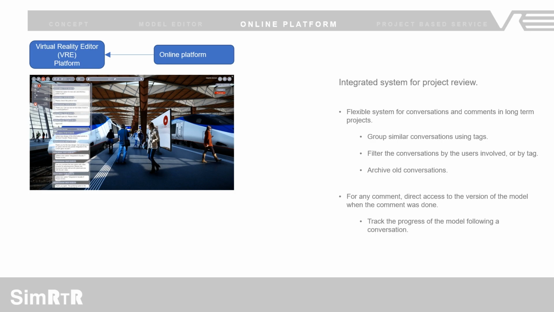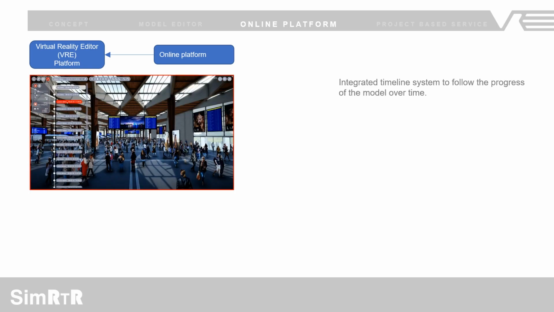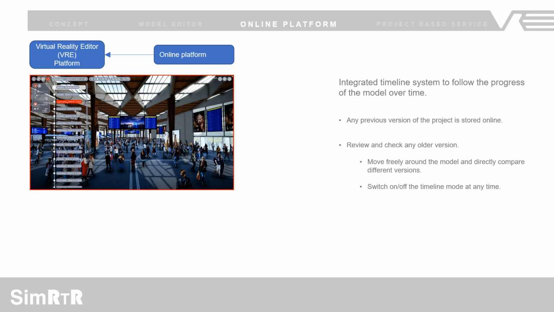This functionality is connected with a timeline system to follow the progress of the model over time. Any previous version of the project is stored online, and you can review and check any older version. You can move freely around the model and directly compare different versions. You can switch the timeline mode on and off at any time, coming back to the current up-to-date version. And you can use the timeline mode to restore partially or totally any previous version.